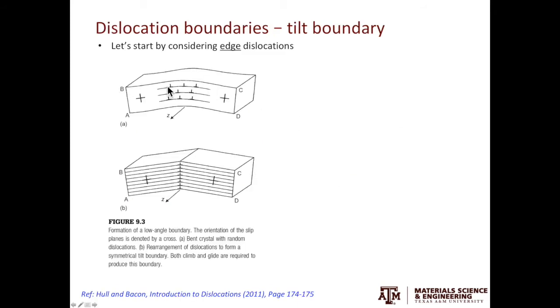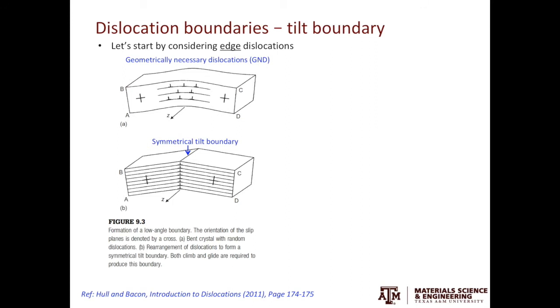Now, consider a scenario. We have a metal bar, and we apply a bending force to deform it. In order to accommodate the shape change, a lot of dislocations will be generated. There's a specific name for those dislocations called geometrically necessary dislocations, GNDs. We can rearrange these dislocations to a stable configuration, having those same sign dislocations stacking on top of each other. This will give us a dislocation boundary, and more specifically, this is a symmetrical tilt boundary.